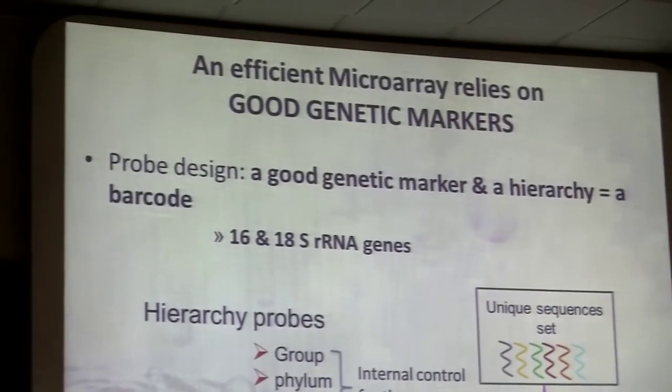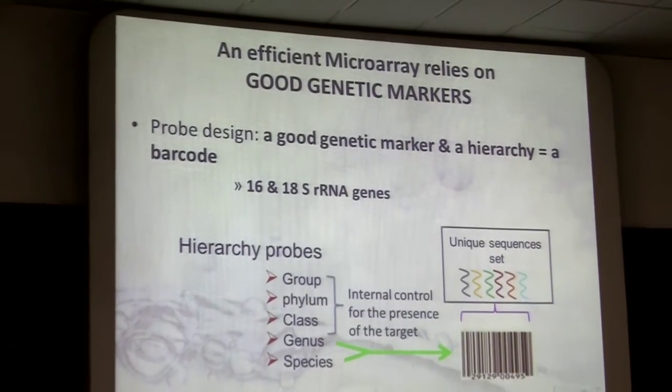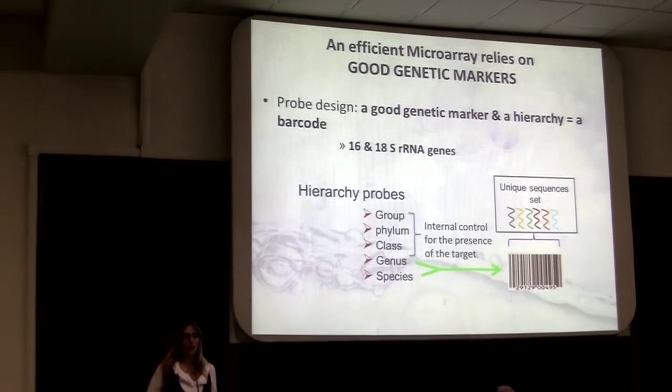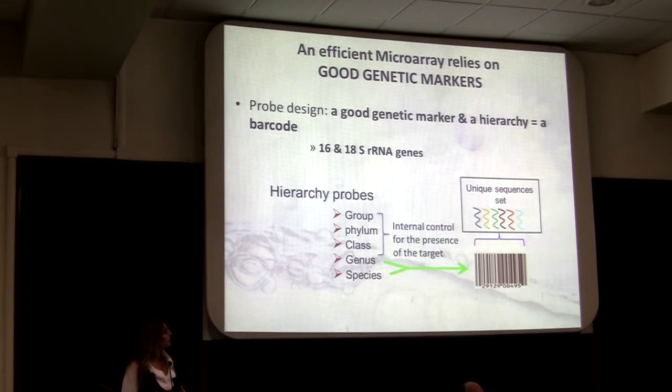To have an efficient macroarray, you need to have very good genetic markers. One basic of macroarrays, which are based on DNA probes, is to have a good genetic marker and a hierarchy that I define like a barcoding. It means that we will use genetic markers like the ribosomal RNA genes because they are redundant, present in every individual, there is a very good database of the genes, and there is low horizontal gene transfer from one organism to another. So when we base all our probes on the ribosomal gene, we are quite sure that the barcoding we define will be unique to an individual.